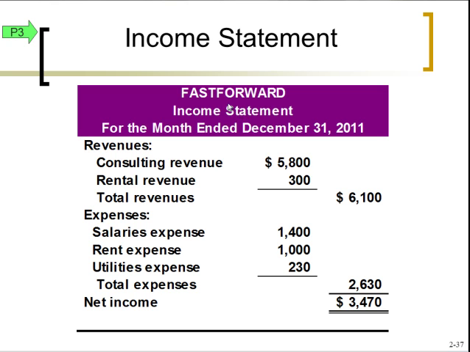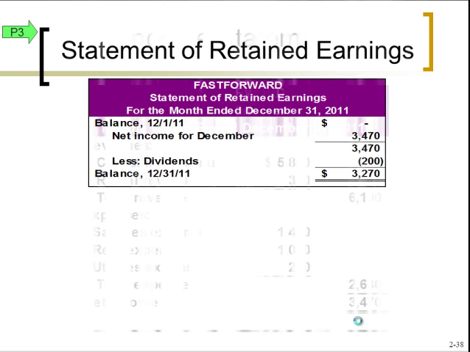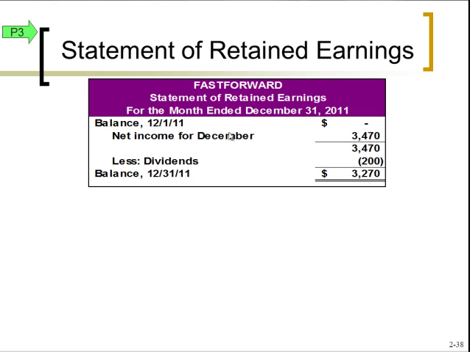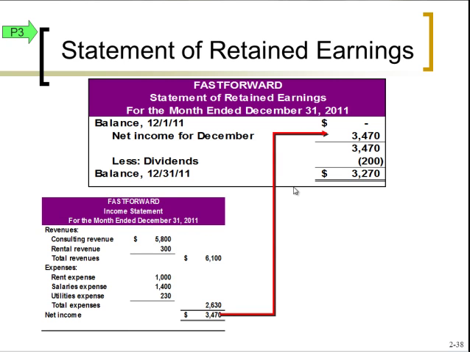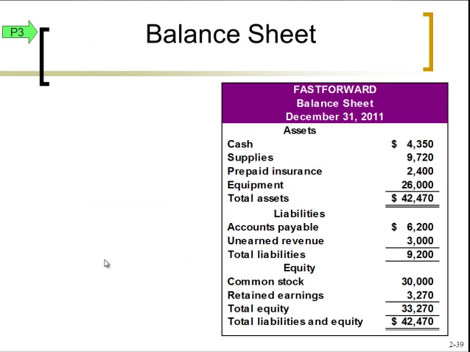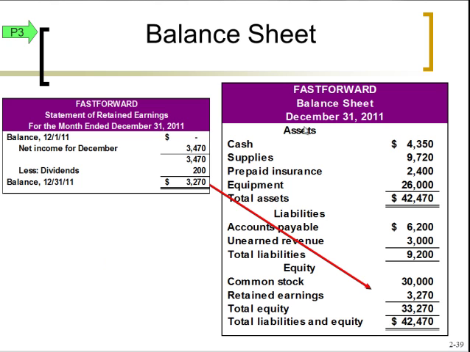We have an income statement showing revenues, expenses, and then our net income is the difference. The net income flows over to the statement of retained earnings. So we have the overall balance, add in the net income, subtract the dividends, and we get our ending balance. On the balance sheet, we have all of our assets, all of our liabilities, common stock, and then the retained earnings statement carries the retained earnings balance forward, and we get total liabilities and equity.